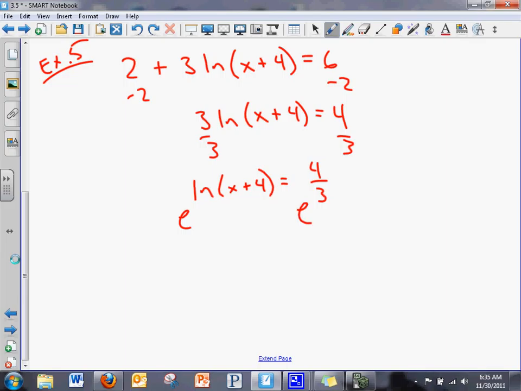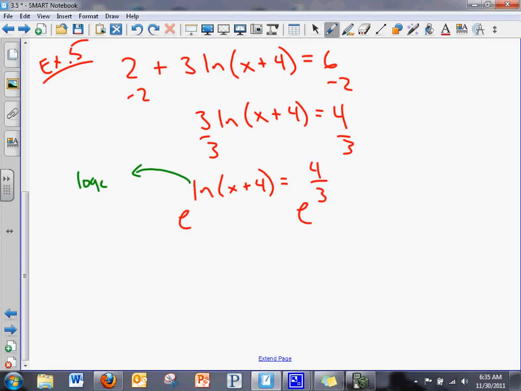I'm using e because natural log is log base e. I want to make the bases the same. So if this is log base e, I'm going to raise it to the e. If this was like log base 3 of x plus 4, I would use 3 as the base.